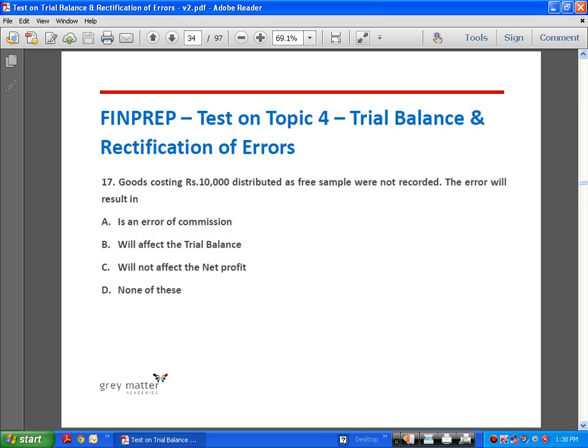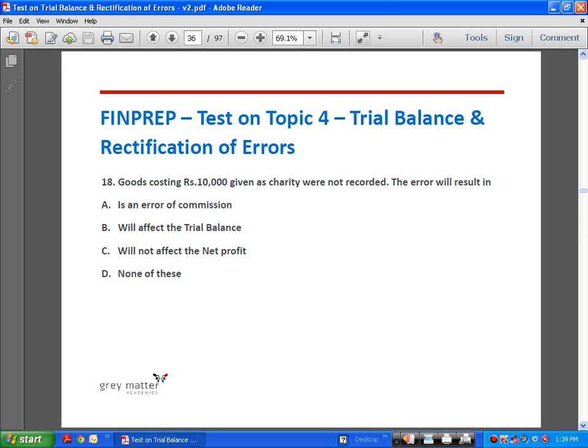Goods costing rupees 10,000 distributed as free samples were not recorded. The error will result in, okay, so is this an error of commission? No, it is an error of omission. It will not affect the trial balance. Then option C says it will not affect the net profit. Yes, it will affect the net profit. Showing goods as free samples is an advertisement expenditure. So by not showing this, the net profit has been overstated. And so the answer to this question is D, none of these.